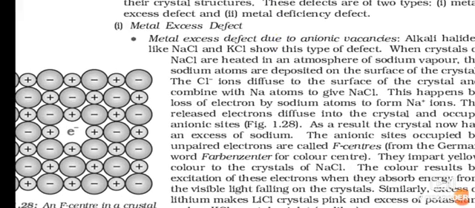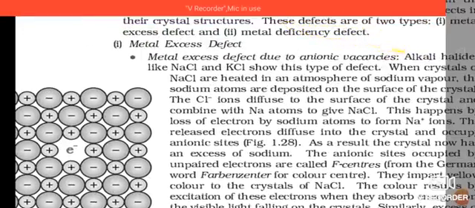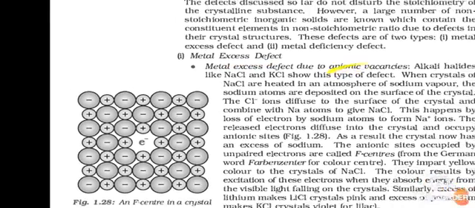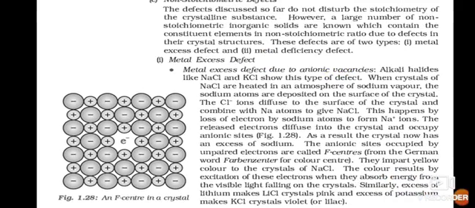In the case of metal excess defect, last class we had a small section regarding metal excess defect due to anionic vacancy. I told you that when a sodium chloride crystal is heated in an atmosphere of sodium vapor, sodium deposits on the surface of the sodium chloride, then chlorine from the bulk combines with the sodium and the chloride place becomes vacant. For maintaining neutrality, the electron released from the sodium atom comes to the place of the Cl- ion, and that vacant space occupied by a free electron is called an F center.